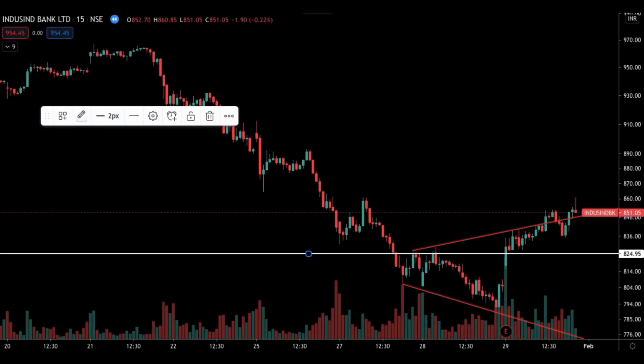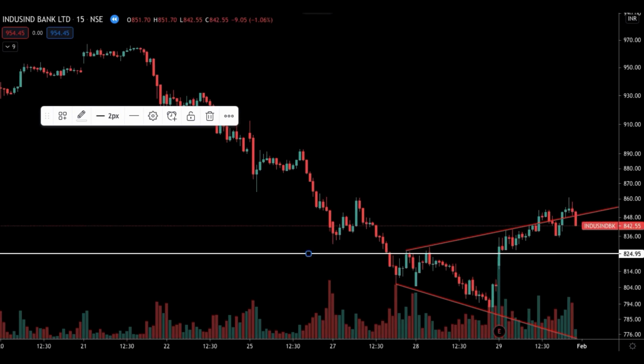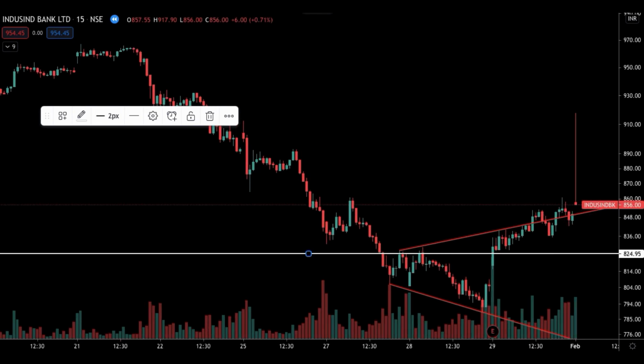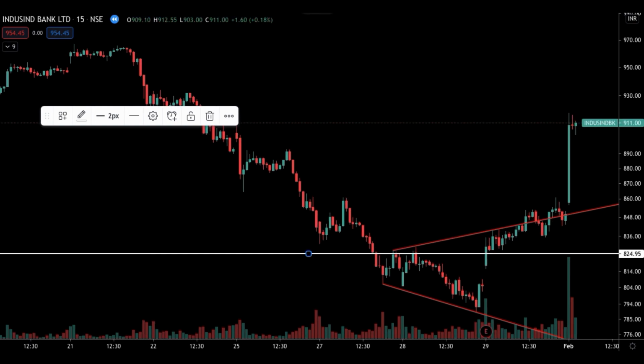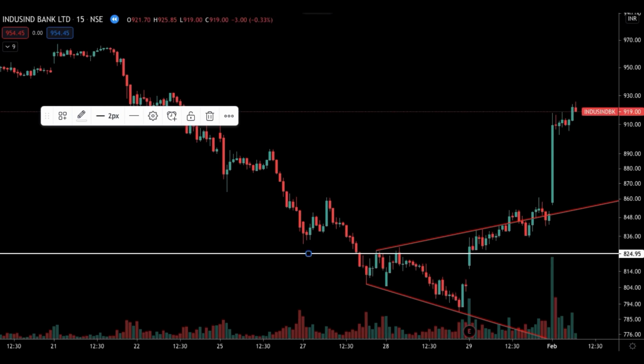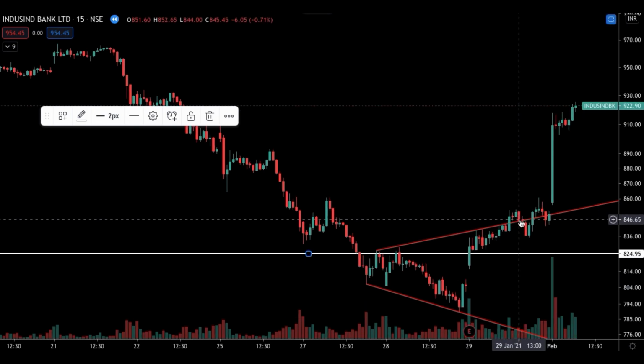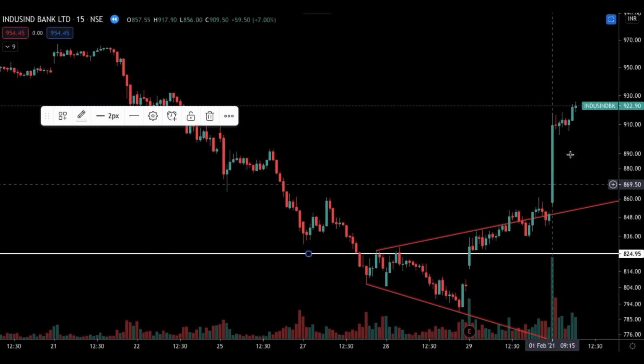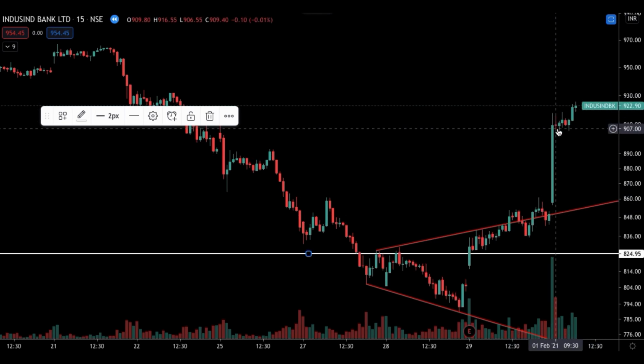Now the stock has again entered in an uptrend. Now it has crossed the channel and gave a considerable profit. We bought it at 845.45, and we can easily book our profit at 922. About 60 rupees to 80 rupees we can book our profit, about 10%.